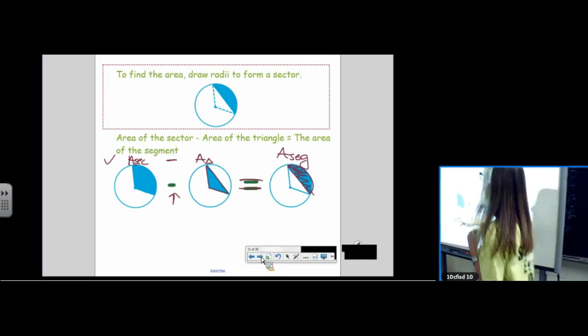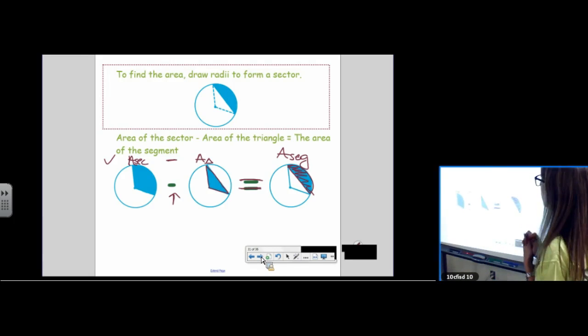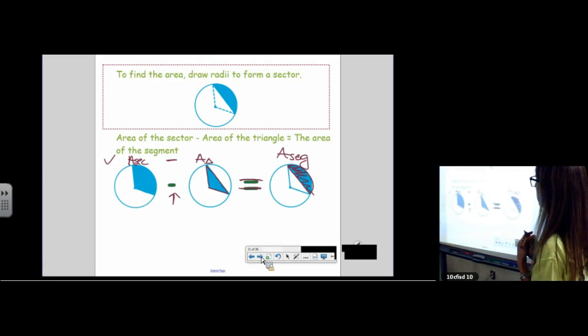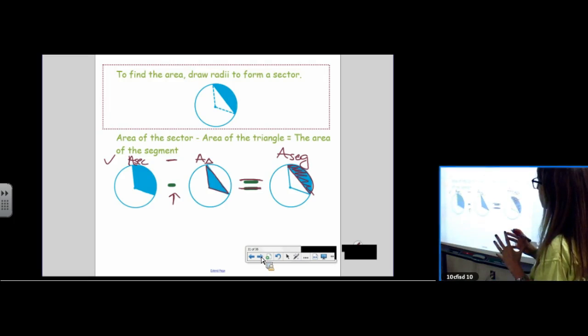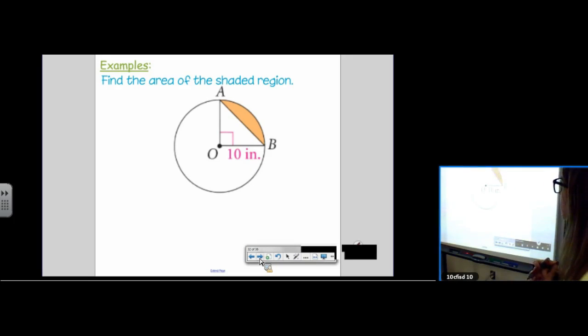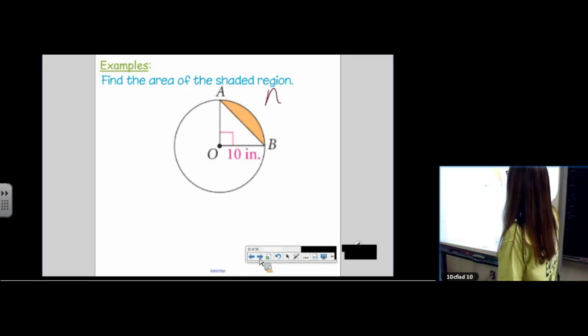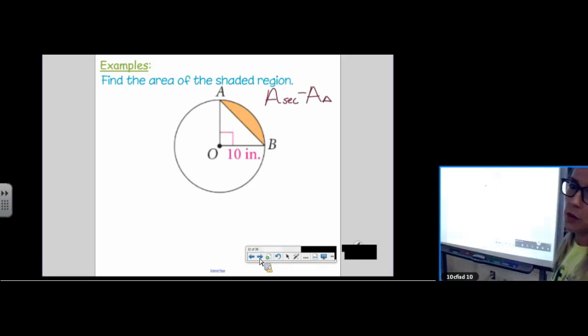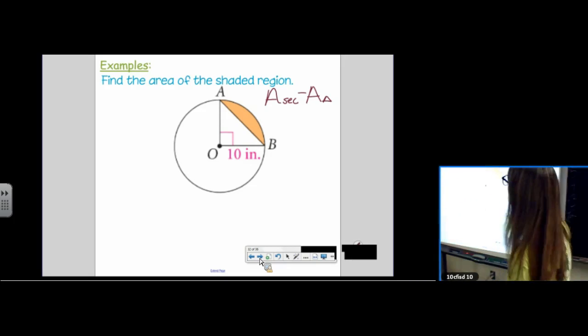So the area of a piece of pie minus the area of a triangle will get us the area of the segment. So the area of the sector minus the area of a triangle is the area of the segment. So let's try it. We need to find the area of the sector. We need to find the area of the triangle. And then we will know the area of the shaded region.